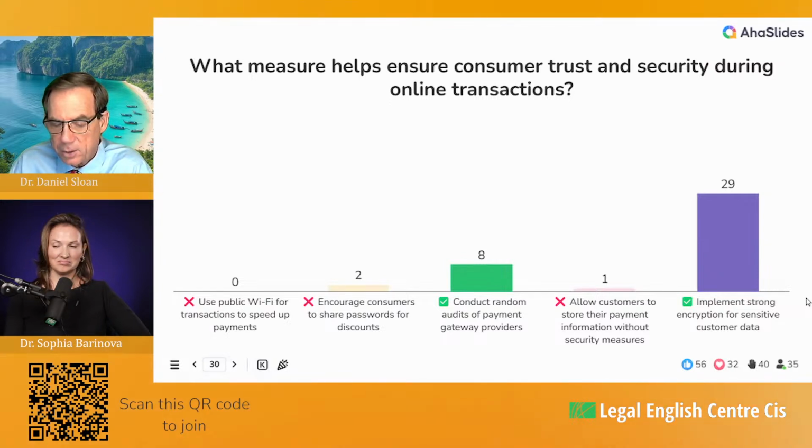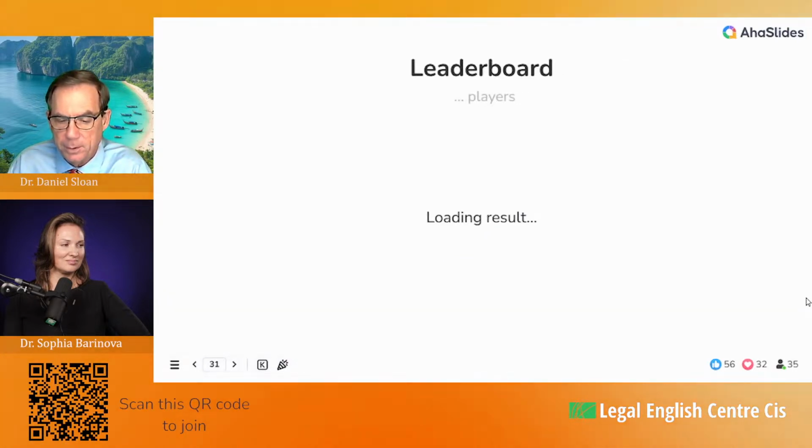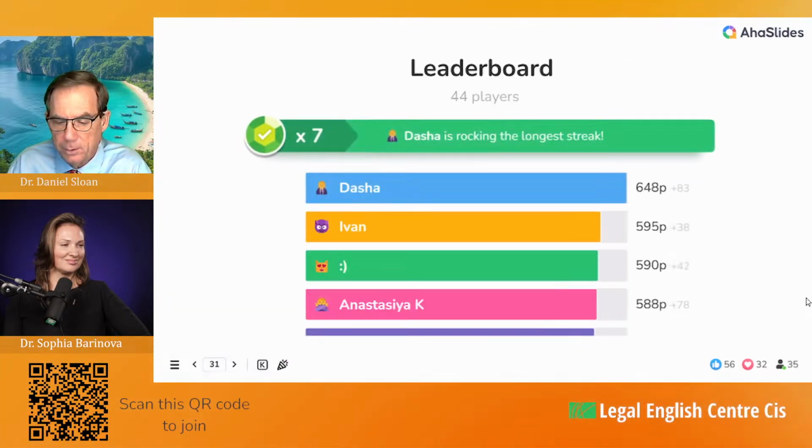Okay, two answers. Conduct random audits of payment gateway providers. That's important. That's that third party. And implement strong encryption for sensitive customer data. Most people got that one right. Let's see where we are. Okay, Dasha is way out ahead again. 83. Ivan got 38 and 42 for the smiley face, and 78 for Anastasia. You're catching up there, Anastasia.